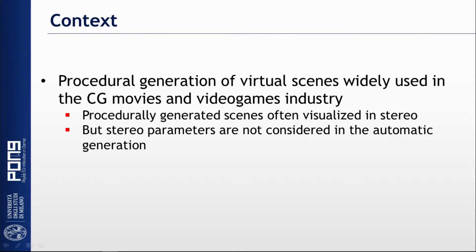You may have seen some examples of procedural generation in the 3D theater on Monday, and it's something that is more and more used in movies and video games. The generation of a lot of models, trees, buildings, in an automatic or semi-automatic way. These scenes are often visualized in 3D. The point is that often, to my knowledge at least, the stereoscopic parameters are not used as a direct parameter to generate the models inside the scene.